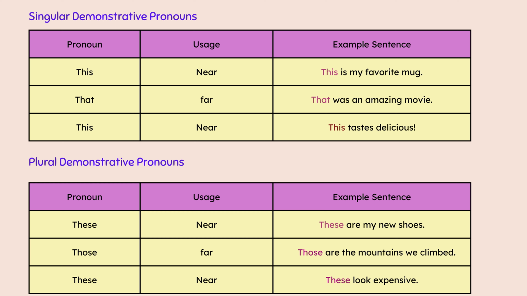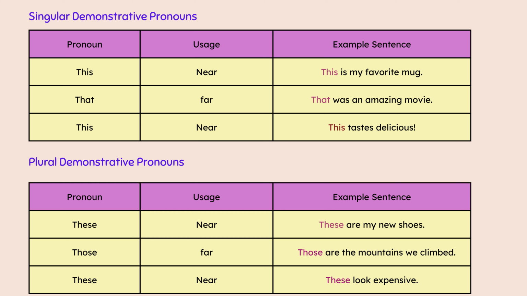Let's now look at plural demonstrative pronouns. We use these and those when we talk about more than one thing. Use these for things that are near. Example, these are my new shoes. The shoes are close to me. Maybe I'm holding them or wearing them. These look expensive. Again, we're talking about something nearby and in plural.